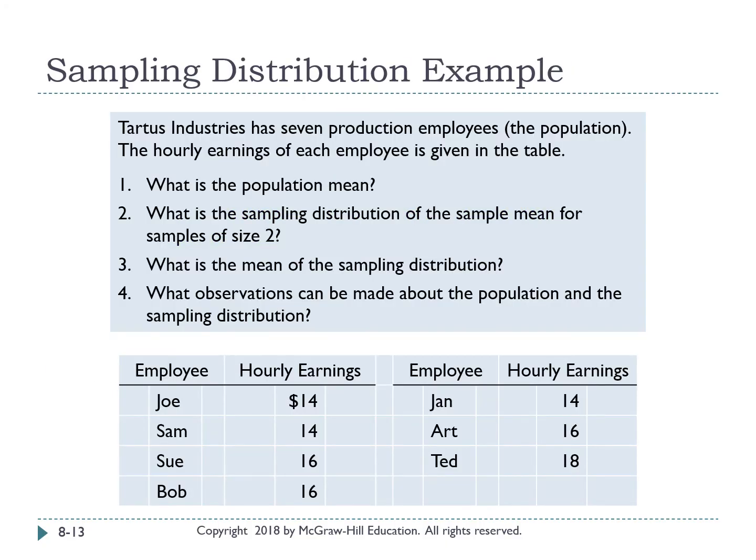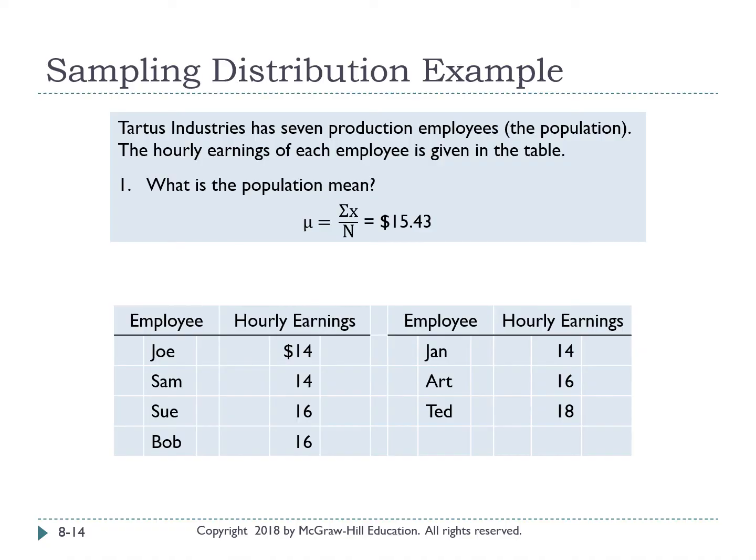Example of the sampling distribution. Tata's Industries has 7 production employees. So these 7 employees are the population because this industry only has 7 employees. The hourly earnings of each employee are given in the table below. You have 4 questions and these 4 questions will be answered in the next slide. Okay?